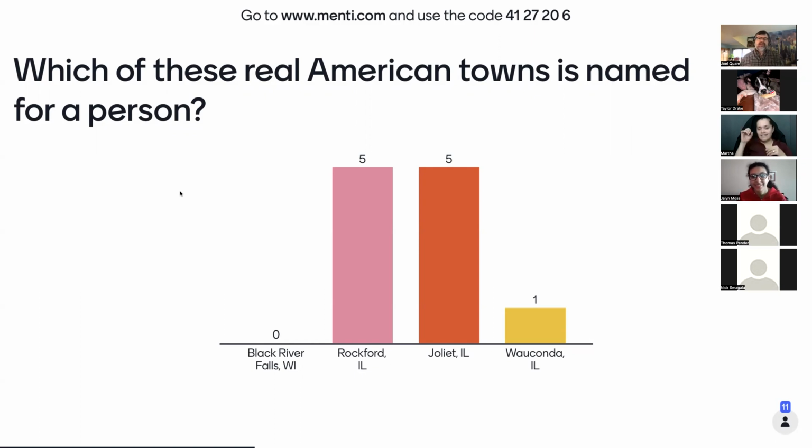All right, so the correct answer is Joliet. Joliet is an explorer, a French explorer who came through this part of America and got his name on the map here in Illinois. Rockford is very tempting. It sounds like it could be someone's last name. In fact, back in the day, there was a great TV show called The Rockford Files, one of my favorites back then. But Rockford is not actually named for a person.